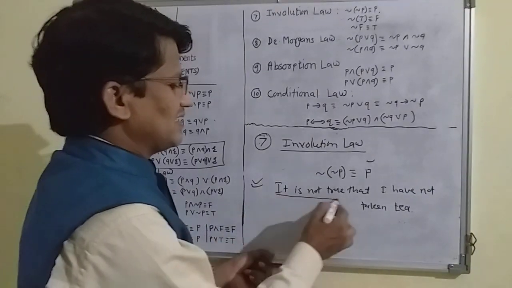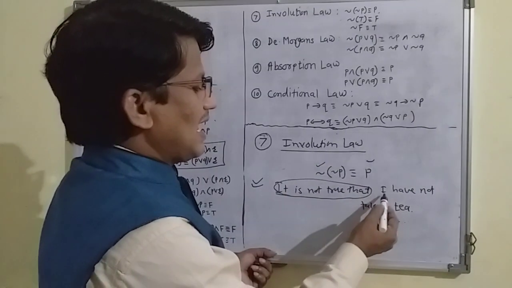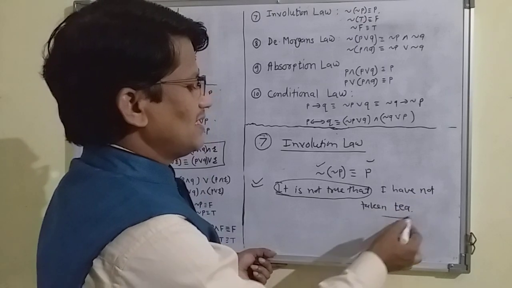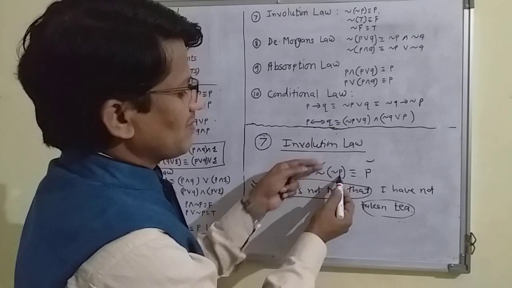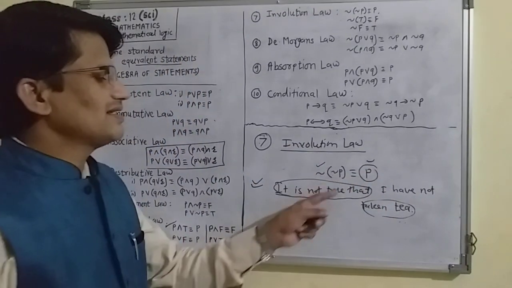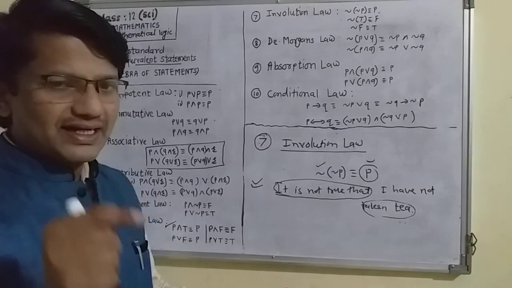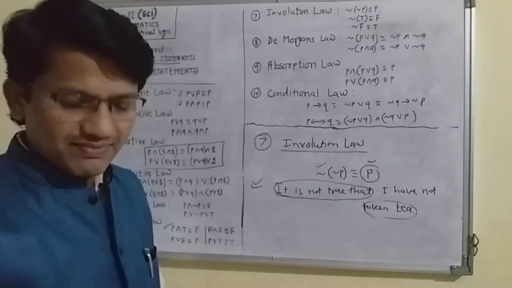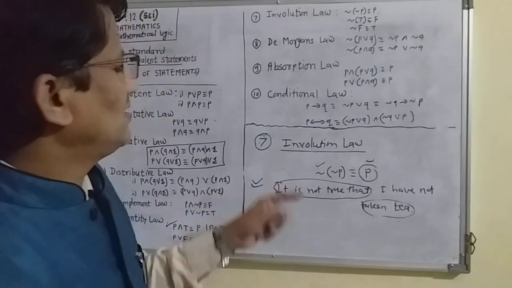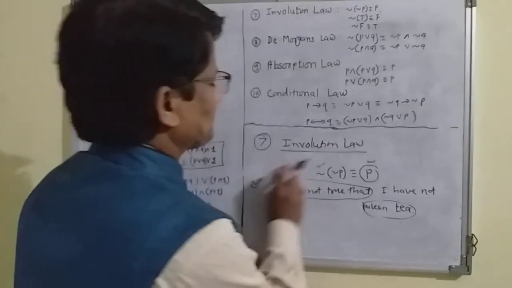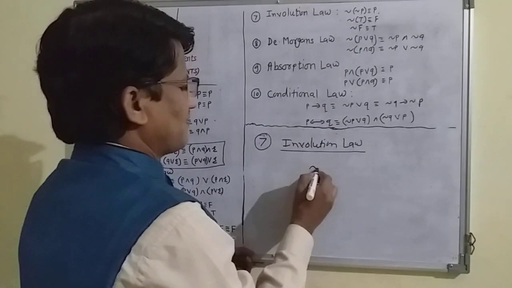It is not true that. Instead of this, the negation is here. I have not taken tea. Not taken tea means negation of P. What is the result? The result is only P. P means I have taken tea. The result means I am involved in that particular act of having taken tea.